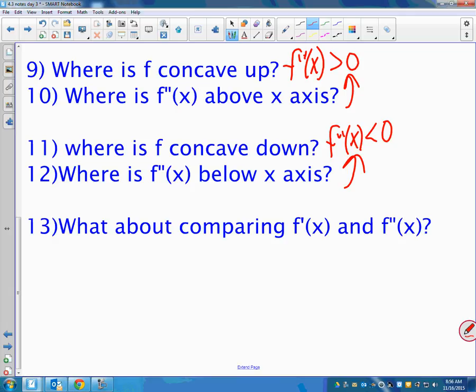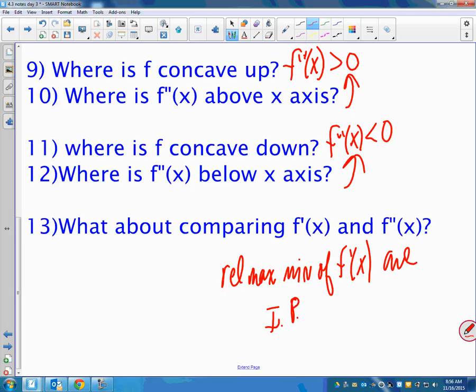So let's see if I can write that. Relative extrema on f prime of x are inflections on f of x, or that's the same as saying it's where f double prime of x equals 0. We could also talk about what's happening with the second derivative by looking at the first derivative. You have to practice that. And we'll kind of come back to this in a minute.